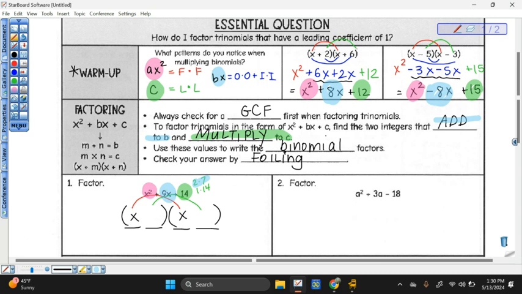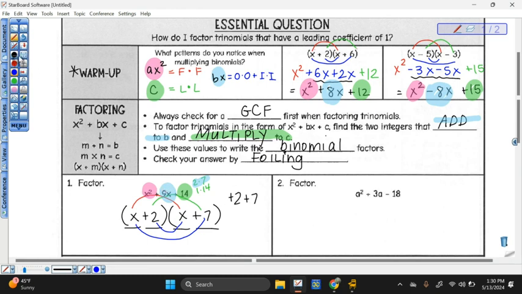2 and 7. How do I get to 9 with 2 and 7? Yeah, add a positive 2 and a positive 7, right? So those are my factors. X plus 2, x plus 7. Right? Because again, my first times first, x times x gives me x squared. My last times last gives me 14, and then my outers, 7x, and my inners, 2x, give me 9x.